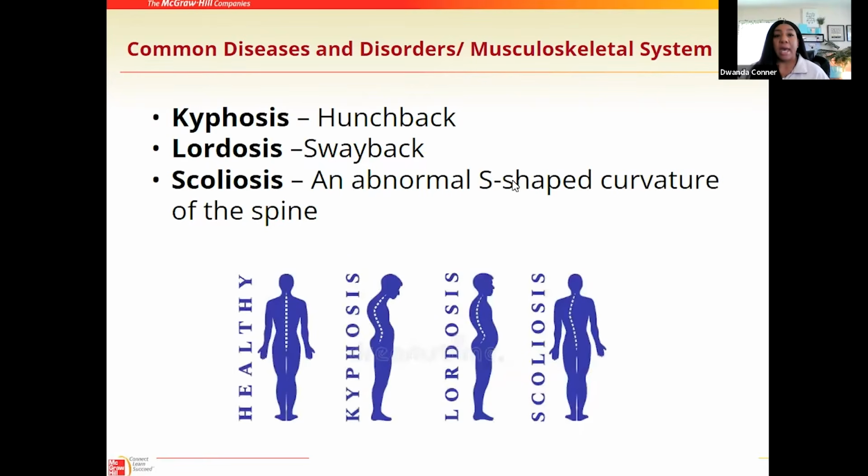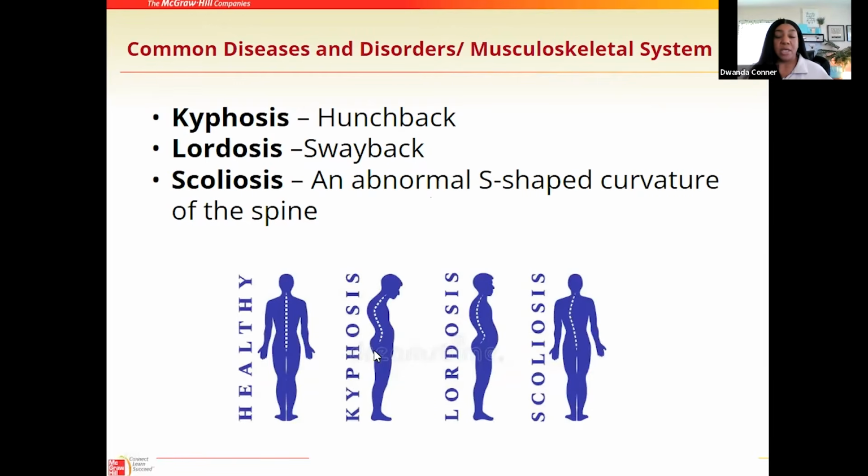Now, looking at disorders and how they could affect the skeletal system, you have three terms here: kyphosis, lordosis, and scoliosis. So you can see what the healthy spine looks like, straight down. Notice the posture in the shoulders, both are aligned, and we can expect the feet to be flat on the floor and also the level in the hands to be even.